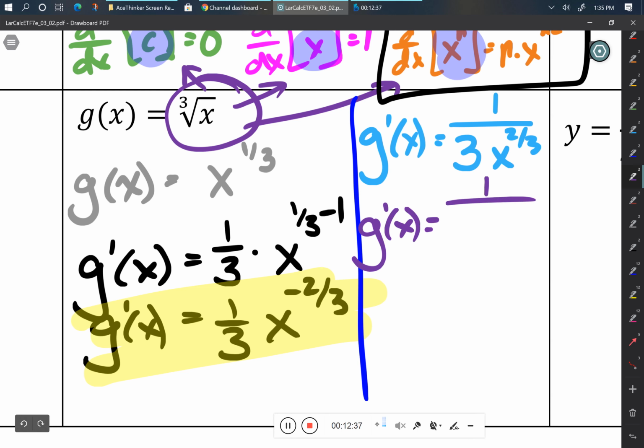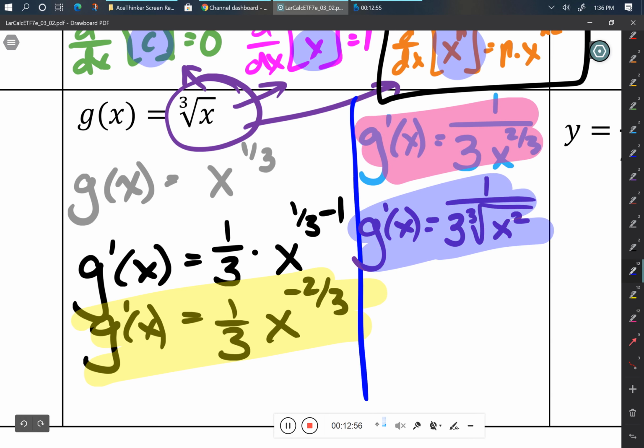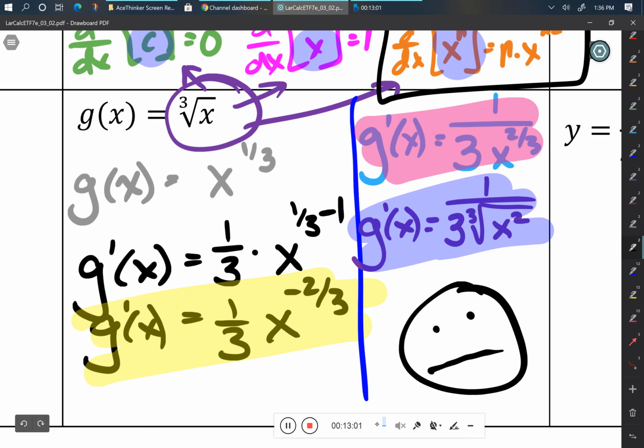Okay. Now occasionally you will see that it is not preferred to even have fractional exponents. So they might want you to rewrite this as 1/3 times the cube root of x squared. So which one of these is the correct one? The highlighted yellow, the highlighted pink, or the highlighted blue? I don't know. All of them are mathematically equivalent. It just depends on what the directions say. If the directions do not specify, I would leave it at the yellow.